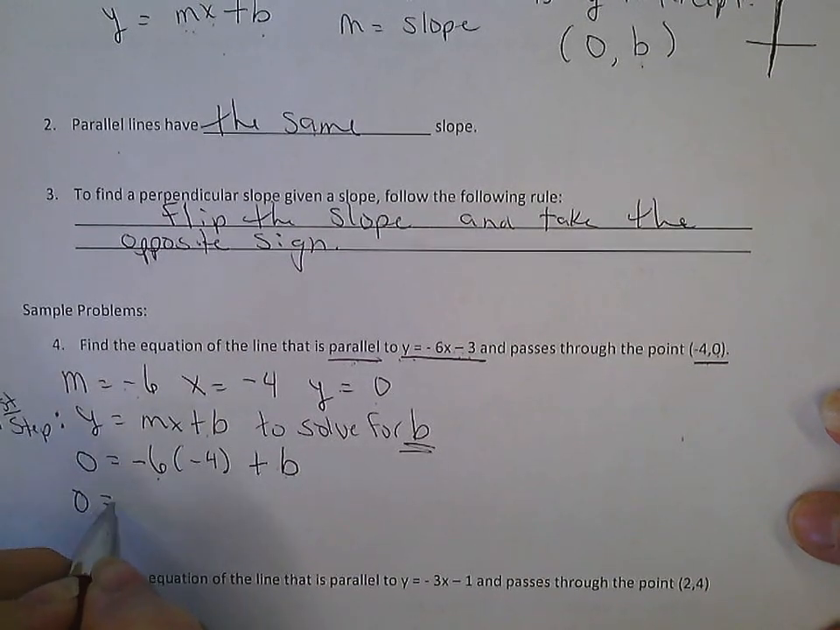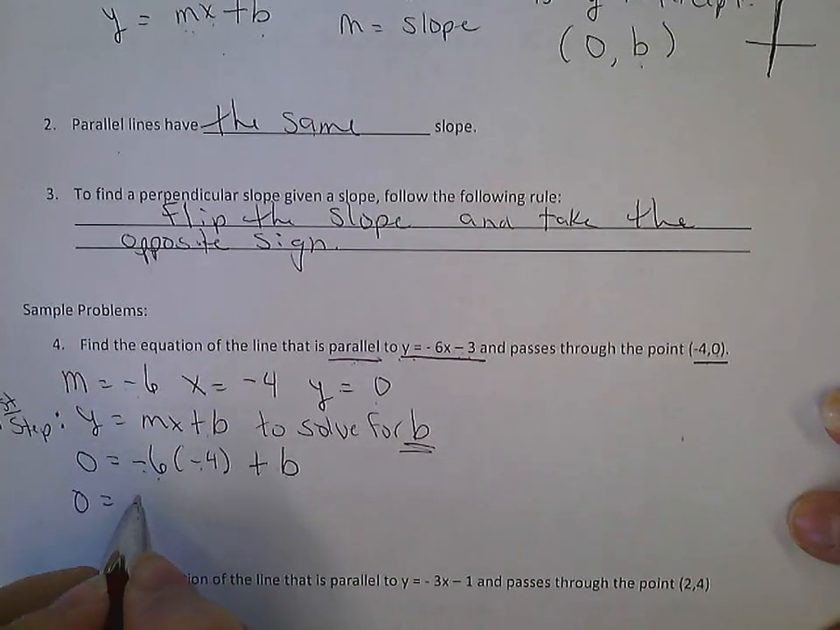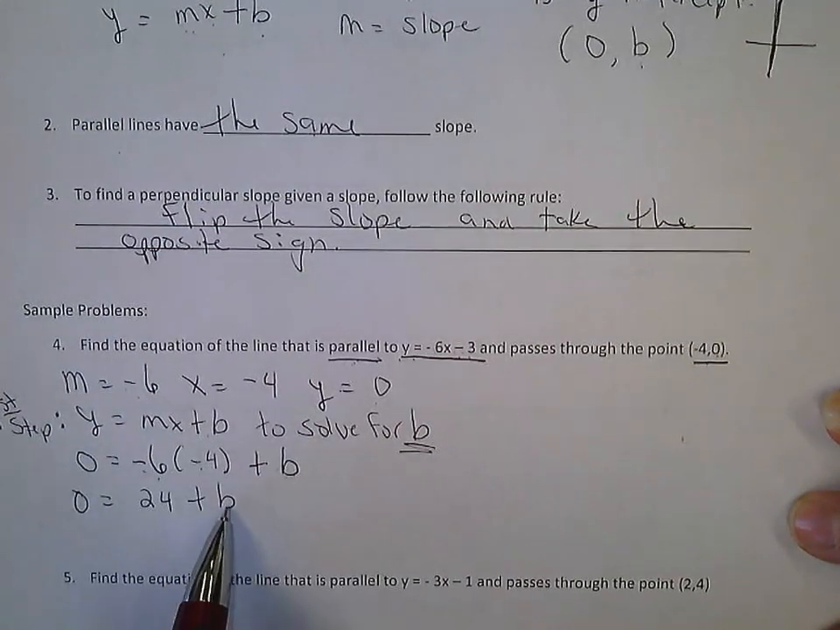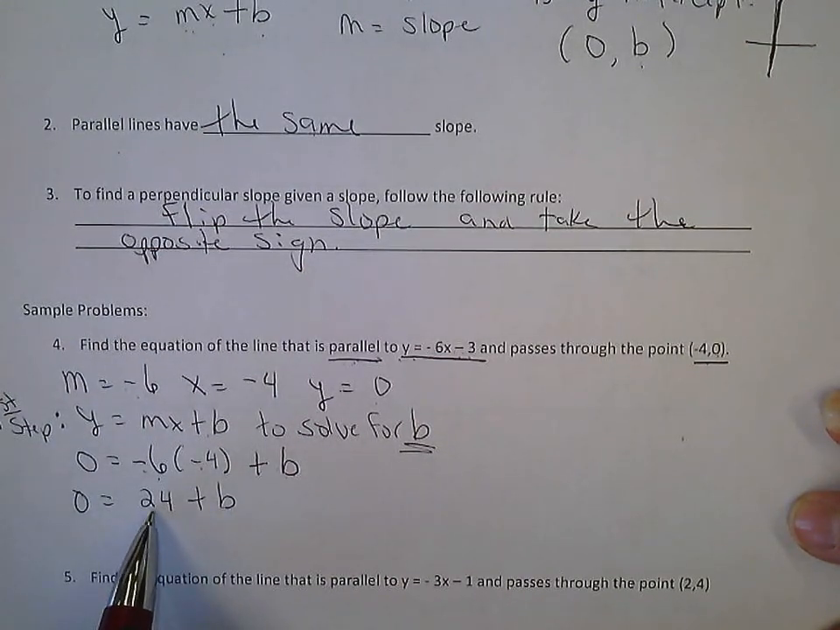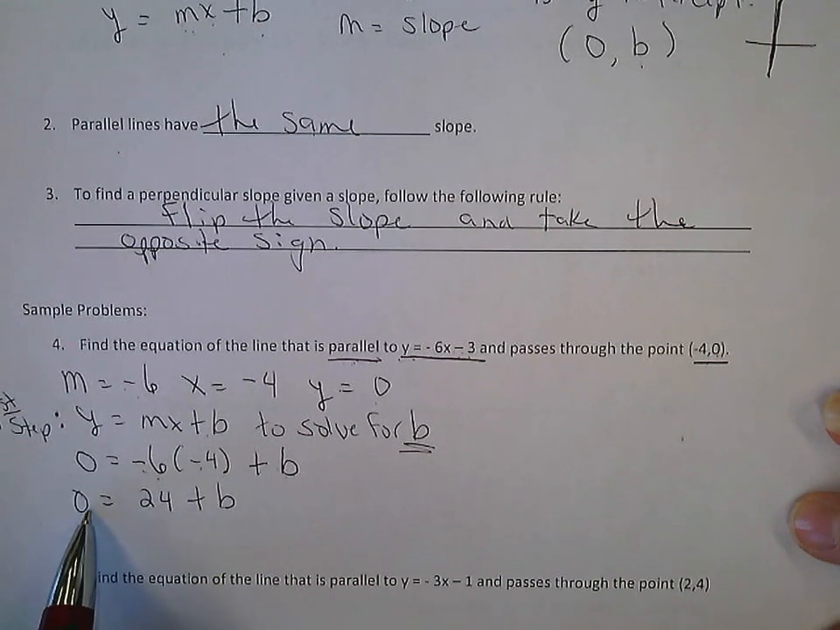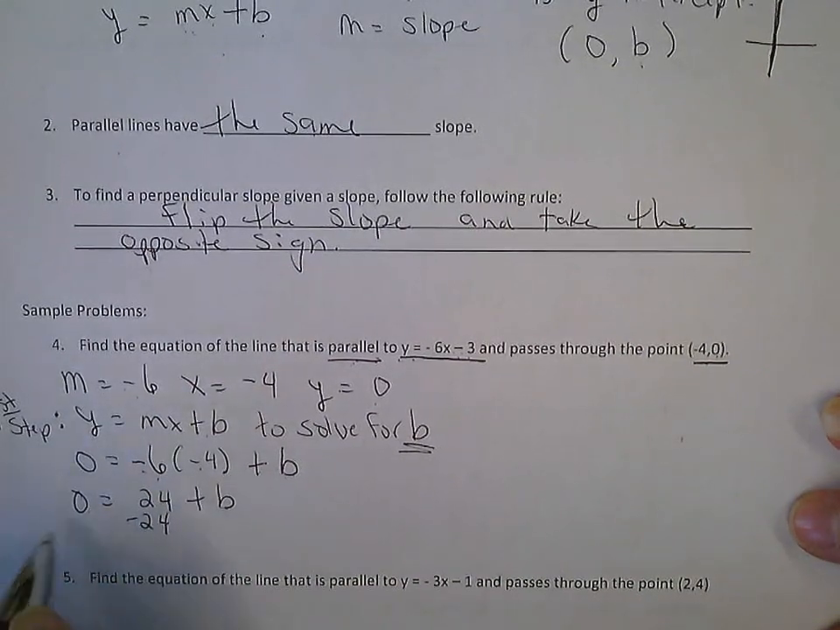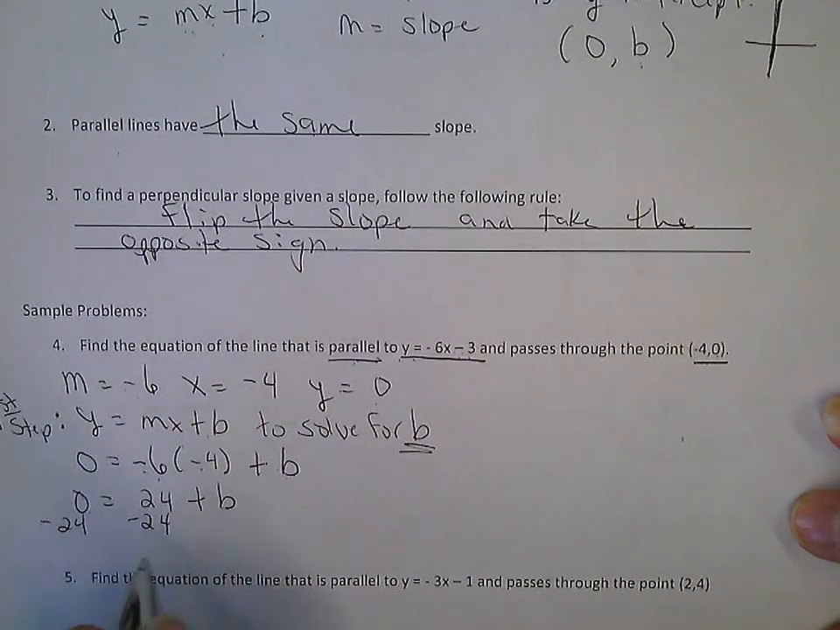So 0 equals -6 times -4, which is a positive 24, plus b. So this is telling us what plus 24 will give us 0. Hopefully we can see that that's a -24, but should you not see it, we're going to subtract 24 from both sides. -24 equals b.